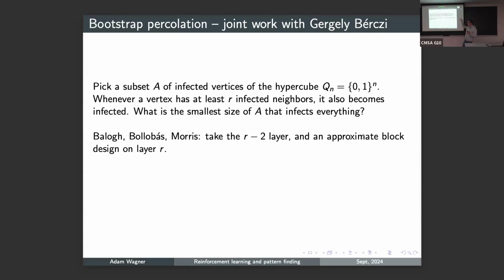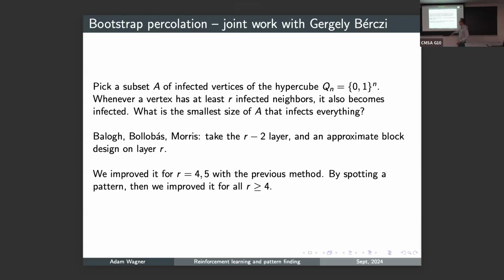So this problem has a lot of literature. The best construction is due to Polybash and Morris, who noticed that you can do something very simple. You can take all points which have r-2 bonds in them, and you can do something smart on the set of points which have r bonds in them. This works. And by doing this method, we managed to improve this for all r at least 4.